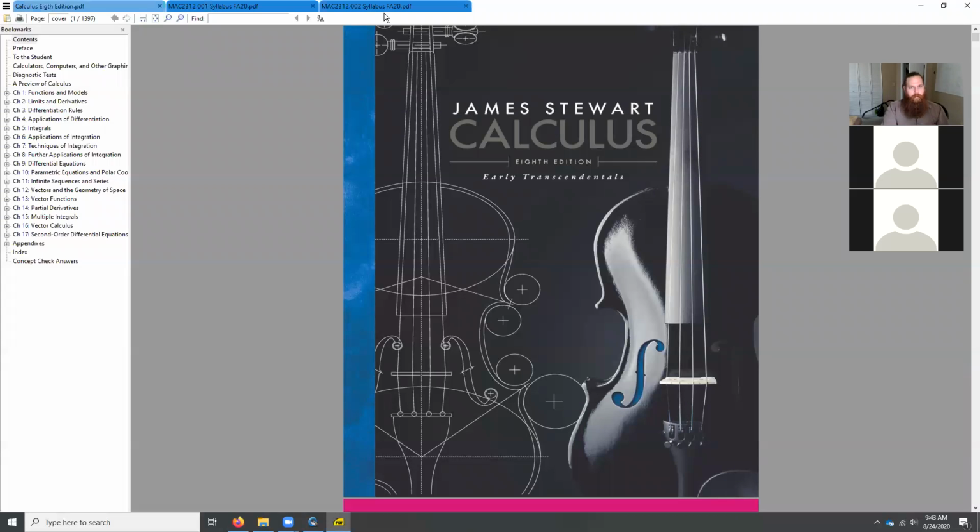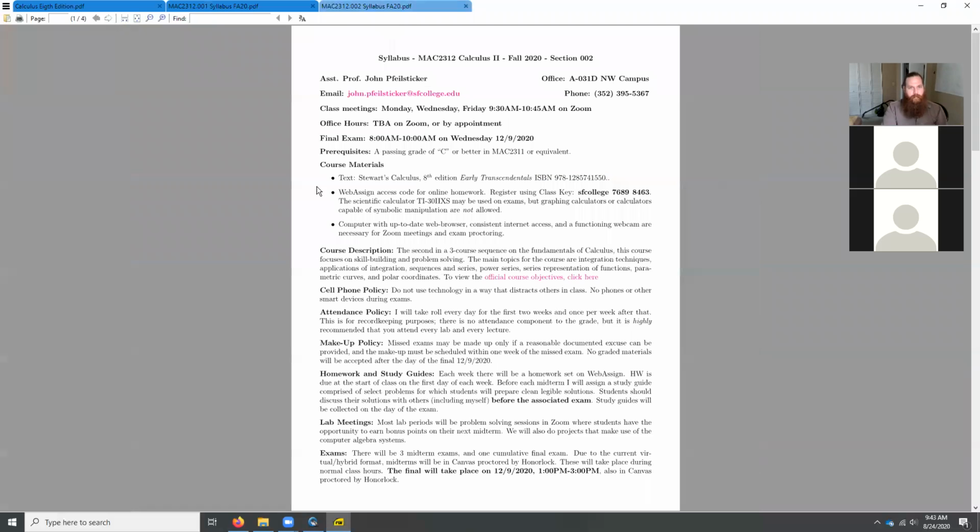Okay, let's go back to the syllabus. The next thing here is WebAssign. So I think most people have probably used WebAssign at some point before. Oh no, yeah, a bullet point here that's supposed to be separated didn't separate. Anyway, WebAssign. It's where the homework will be.